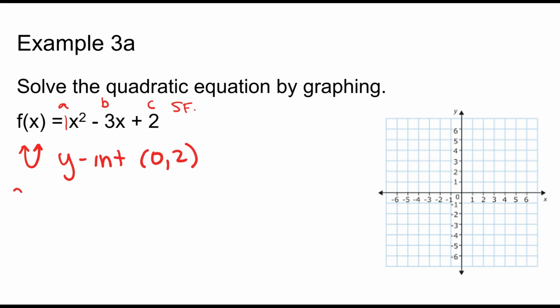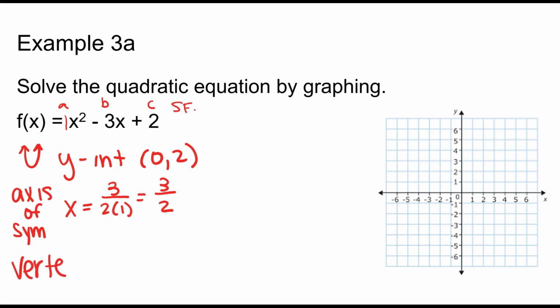What requires more work with the standard form is the axis of symmetry. To find the axis of symmetry, we apply the formula, the opposite of b, over 2 times a. So we get x equals 3 over 2. Next, we're going to find the vertex. That would be 3 over 2.